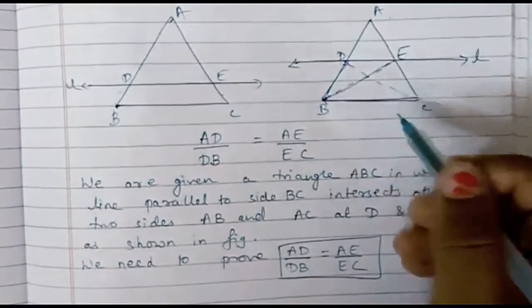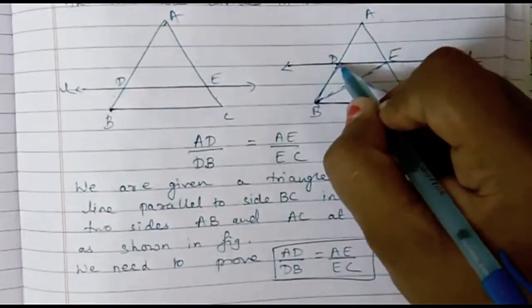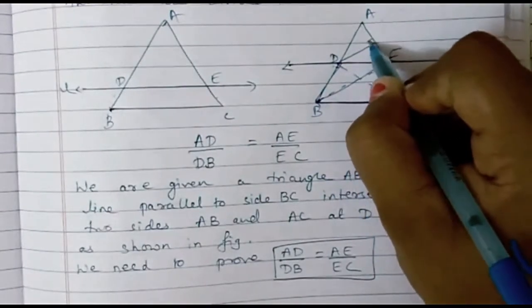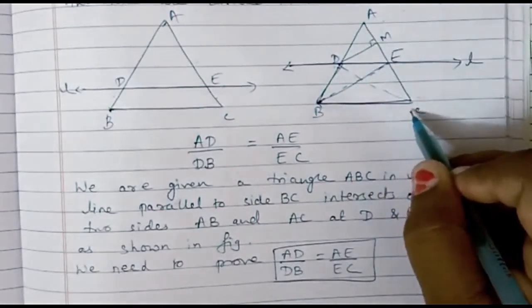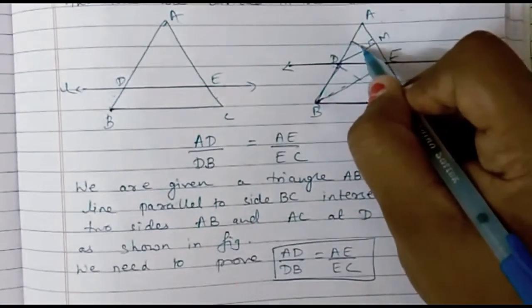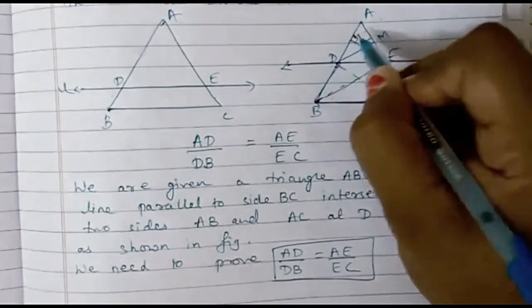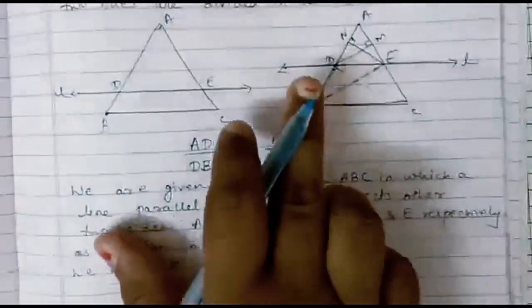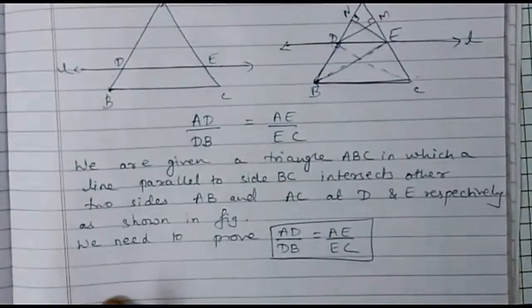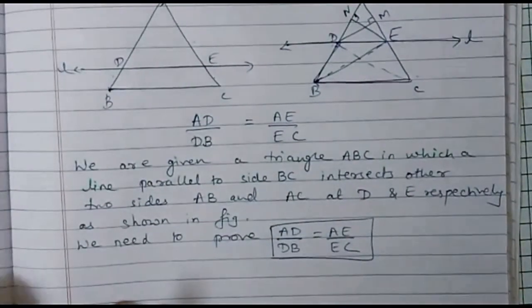Also you can draw a perpendicular from D. So let us take DM be perpendicular to line segment AC. In the similar way EN be perpendicular to line segment AB, right? So I'll draw the same figure again 2 to 3 times so that you can understand the concept.